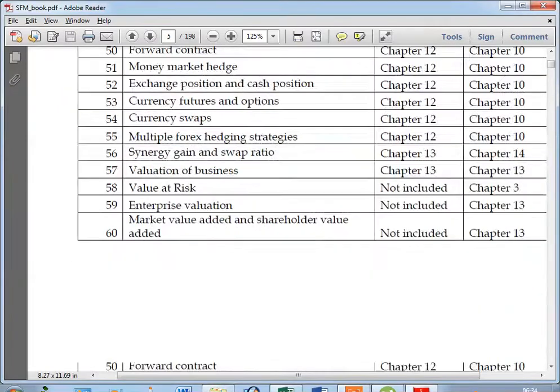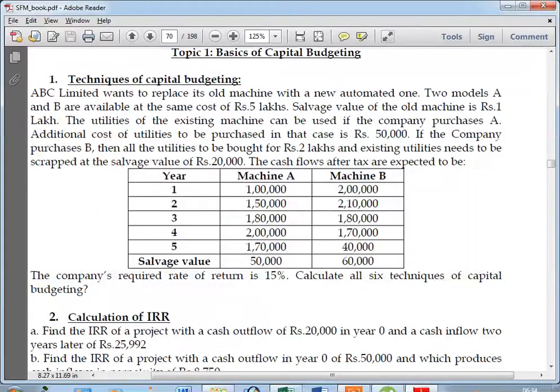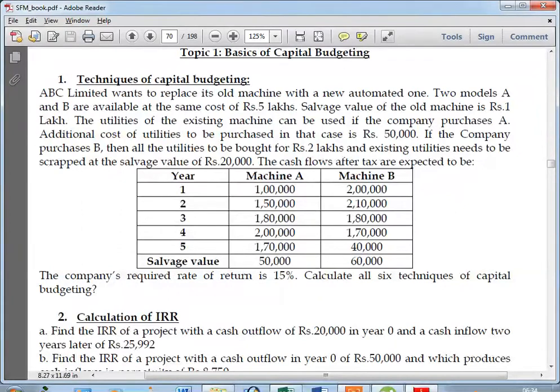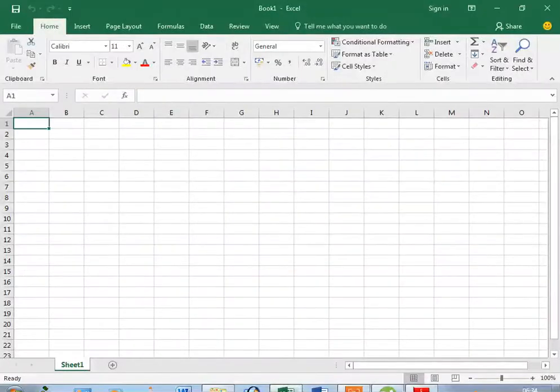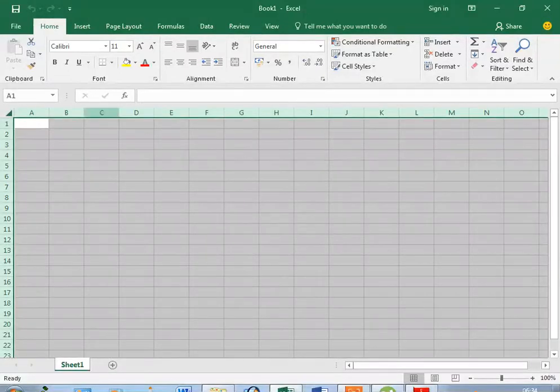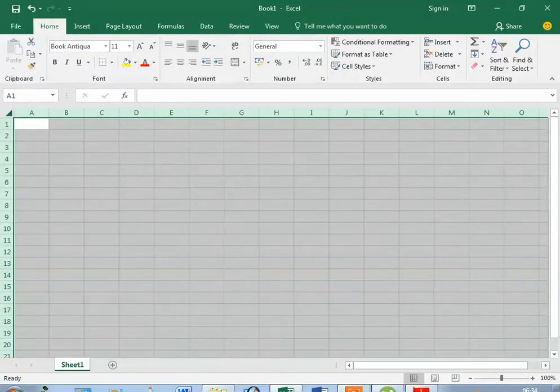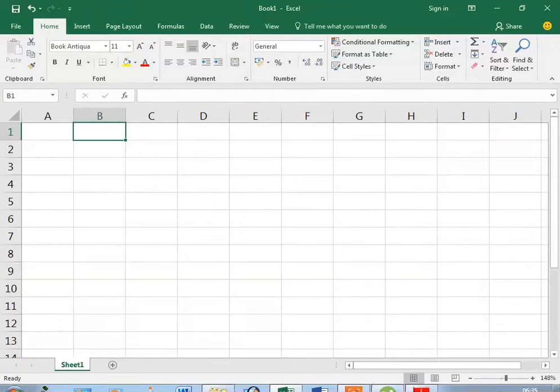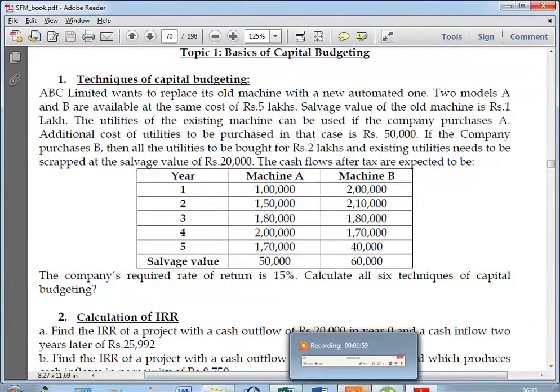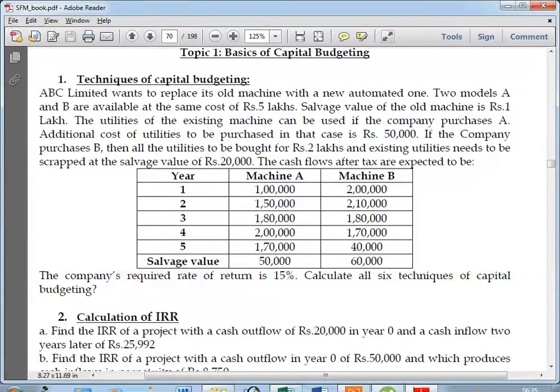So instead of explaining the formulae, I'll straight away explain it with a question. So let's go through question 1. Please go through question 1. As of now, I'll explain the 6 techniques, then I'll explain the rules which are required. Okay, now I'll explain this.